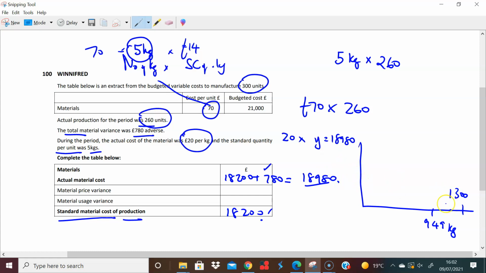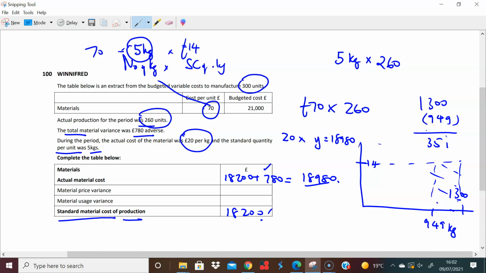Now remember, if I'm looking at the usage variance, it's the difference between what I was expecting you to use and what you did use, times, of course, the standard cost per kilogram, and the standard cost per kilogram is £14, right? And here we have my usage variance. So that is 1,300 minus 949. Subtract that, you have 351 times £14 because you've used 351 kilograms too many.